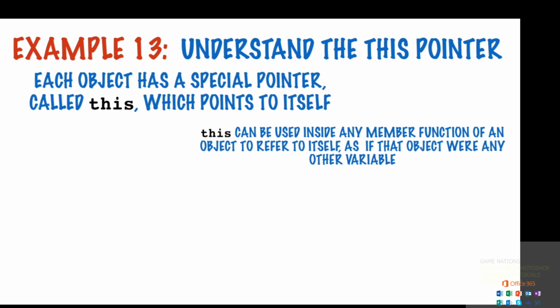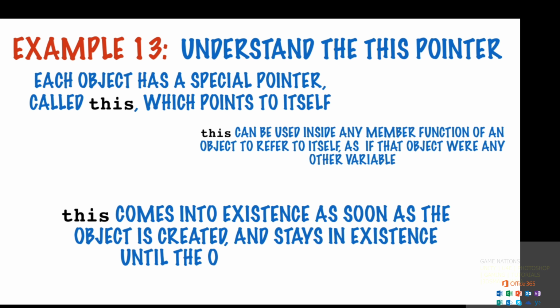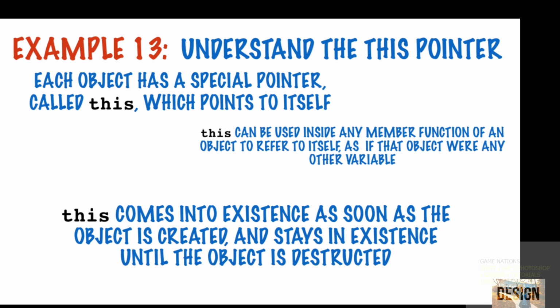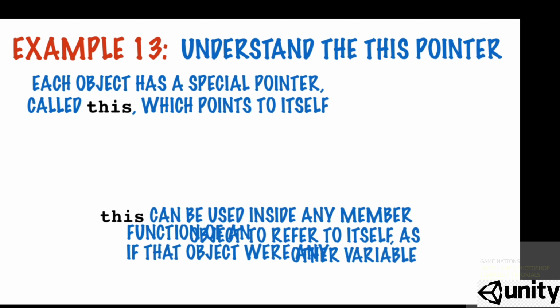So when is the this pointer valid? The this pointer comes into existence as soon as the object is created. So when we instantiate the object and call its constructor, the this pointer exists. And it continues to stay in existence till the object is destructed. So all the way up till the destructor, the this pointer can be used, which basically means anywhere in any member function of a class, the this pointer can be used.